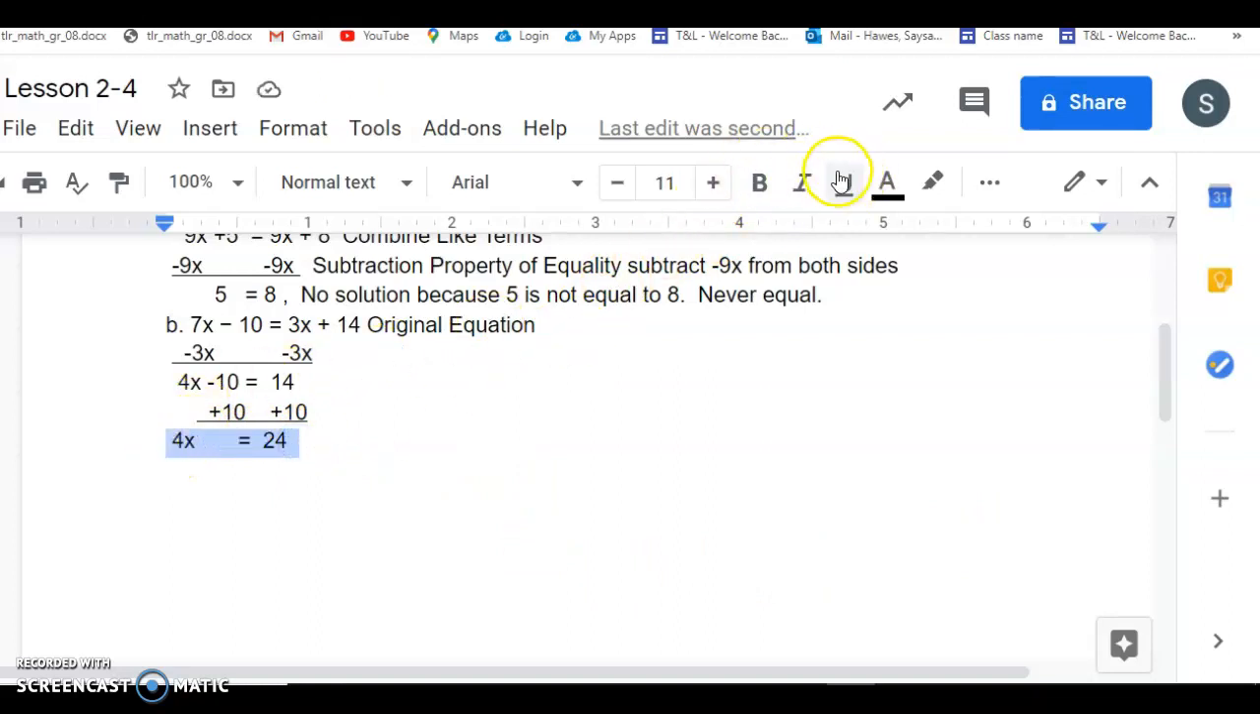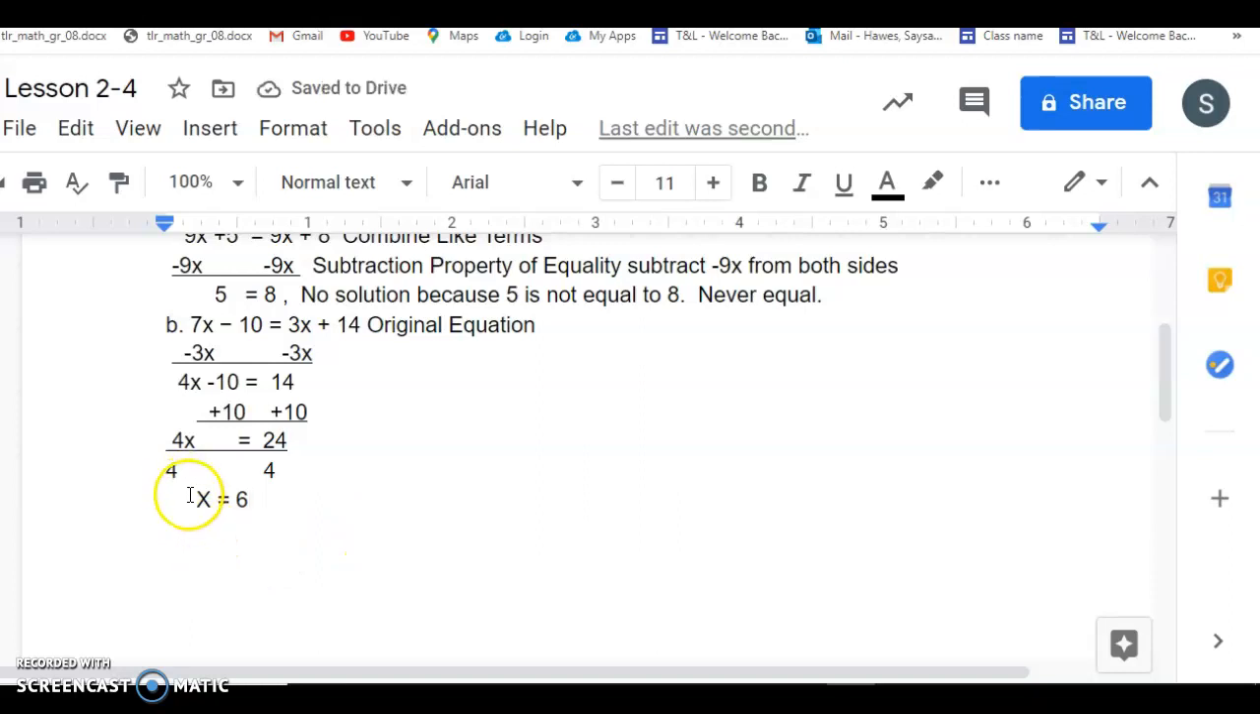So I'm going to divide both sides by 4. Okay, so I'm going to divide 4x by 4, and I'm going to divide 24 by 4. So now 4 divided by 4, I get 1. 1 times x, that is x, equals 24 divided by 4, that's 6.